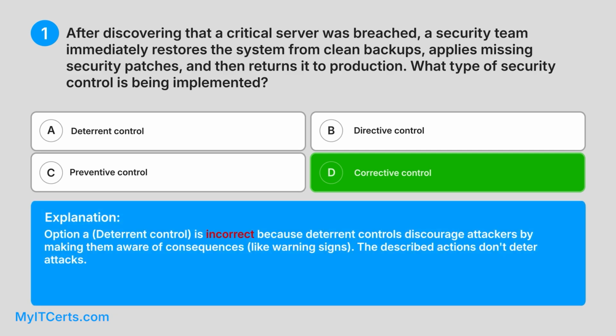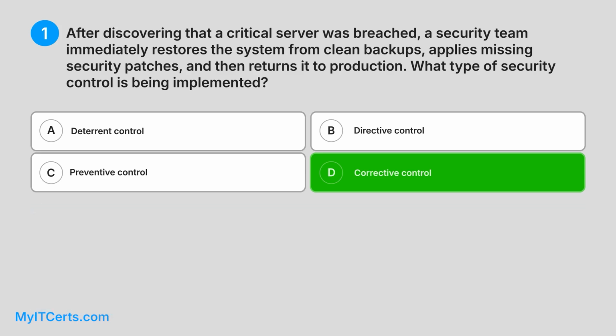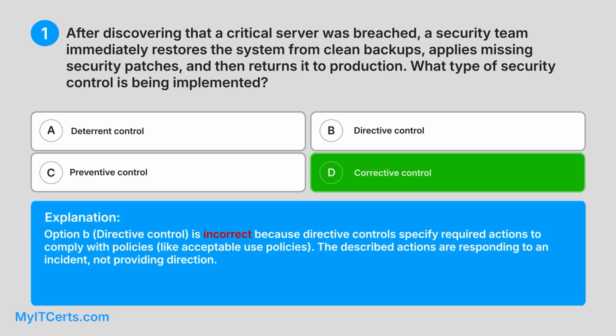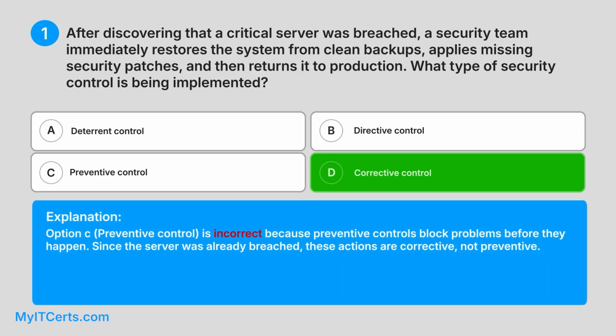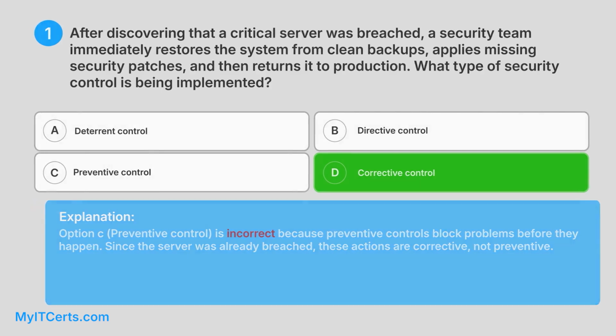Option A, deterrent control, is incorrect because deterrent controls discourage attackers by making them aware of consequences, like warning signs. The described actions don't deter attacks. Option B, directive control, is incorrect because directive controls specify required actions to comply with policies, like acceptable use policies. The described actions are responding to an incident, not providing direction. Option C, preventive control, is incorrect because preventive controls block problems before they happen. Since the server was already breached, these actions are corrective, not preventive.